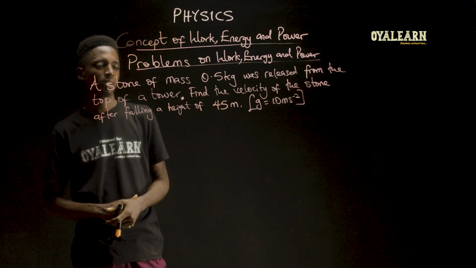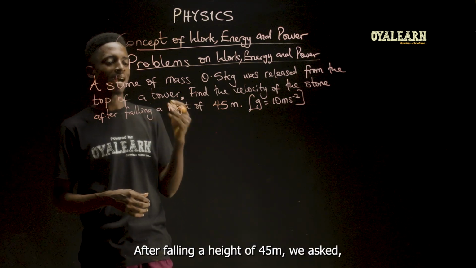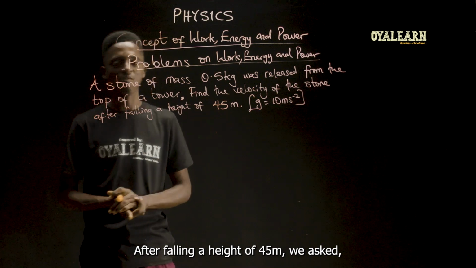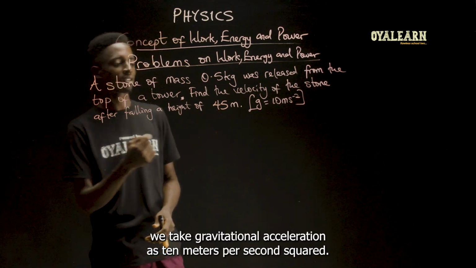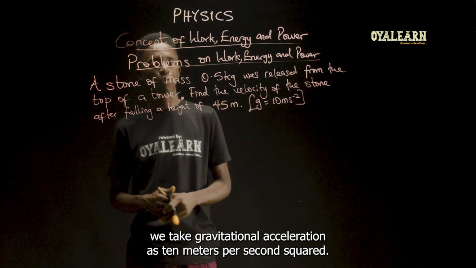In this question, we see that a stone of mass 0.5 kilograms was released from the top of a tower. Now, we are asked to find the velocity of the stone after falling a height of 45 meters. We are asked to take gravitational acceleration as 10 meters per second squared.